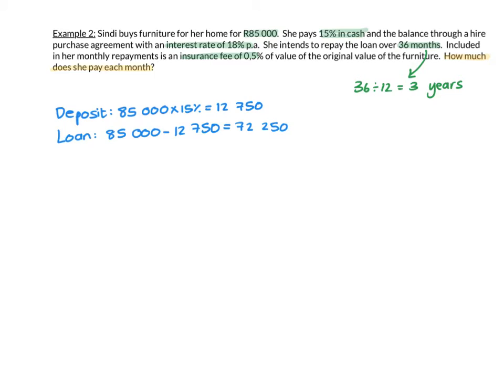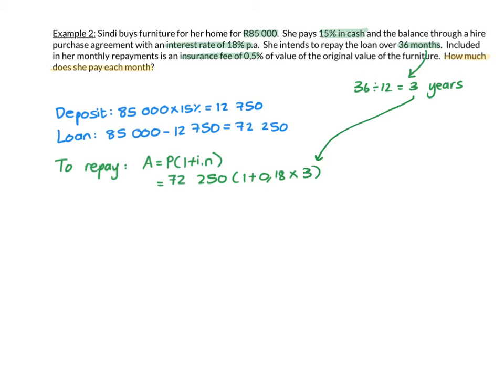Next, I need to work out how much she must repay, including interest. Now, the interest rate is 18%. So I'm going to use the simple interest formula. The P value is going to be the value of the loan. The interest is 18%, or as I've written here, 0.18. And N, as I worked out earlier, will be 3 years because N is for how many years. Since it's 18% per annum, I use 3 years. And then I work out the value of that, 76,585 Rand.